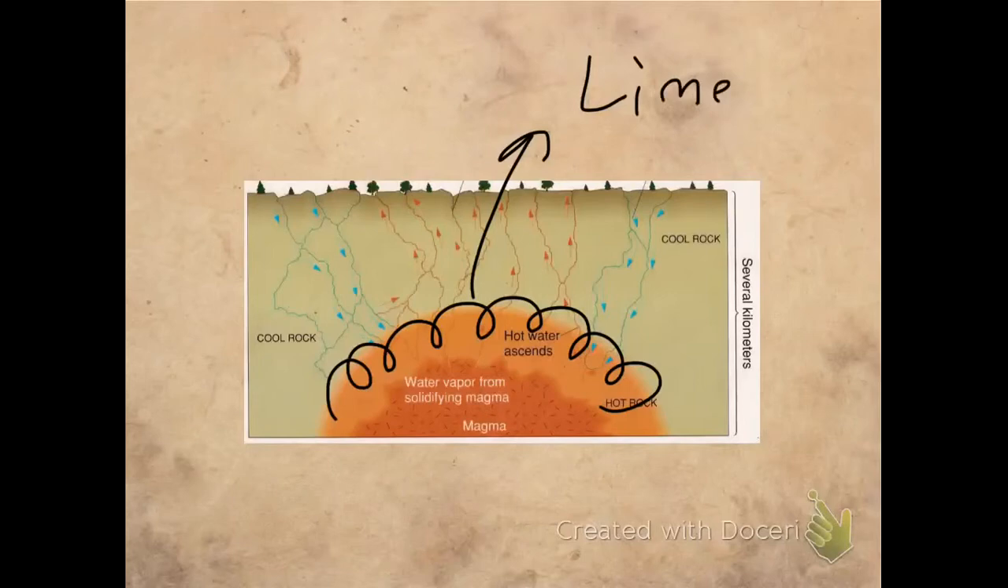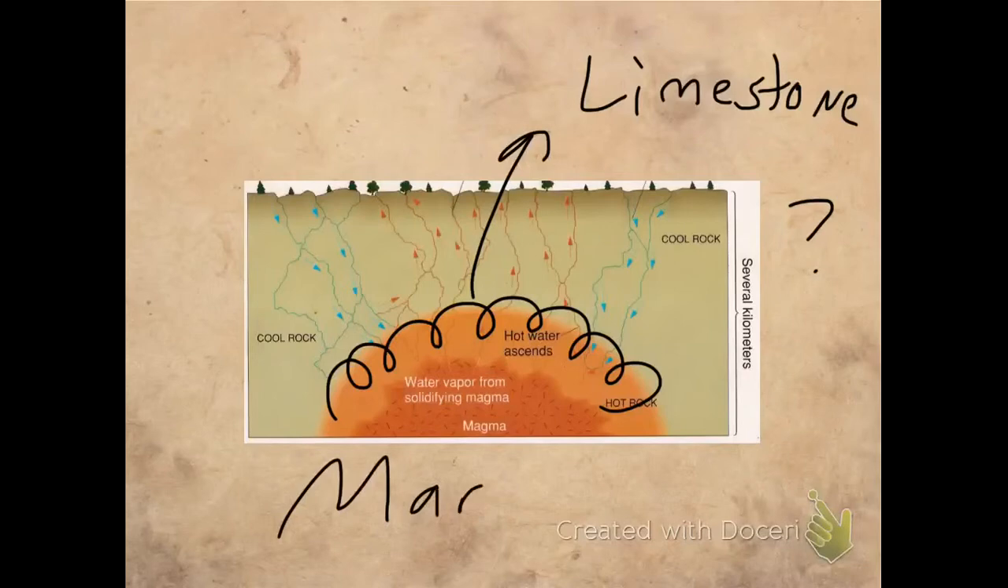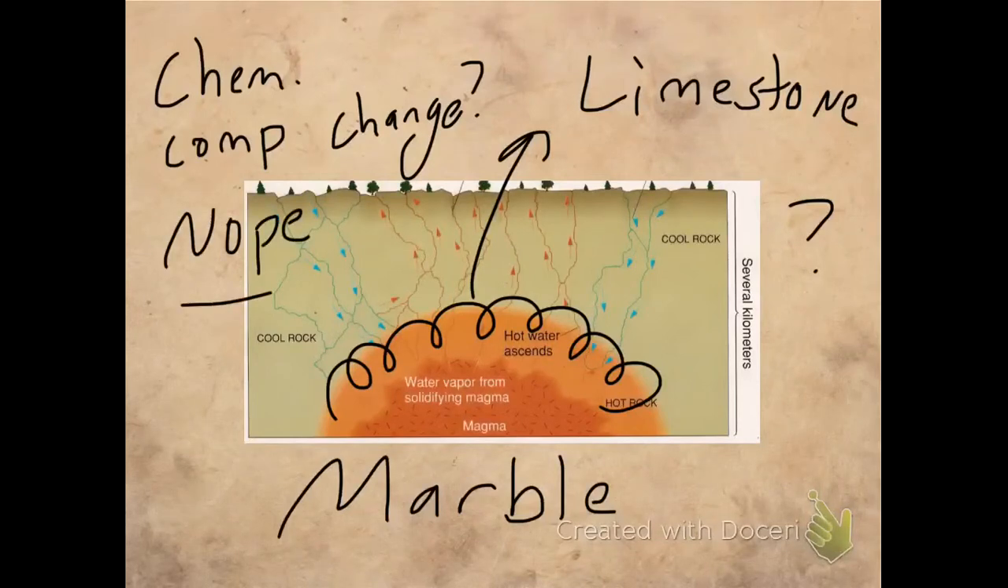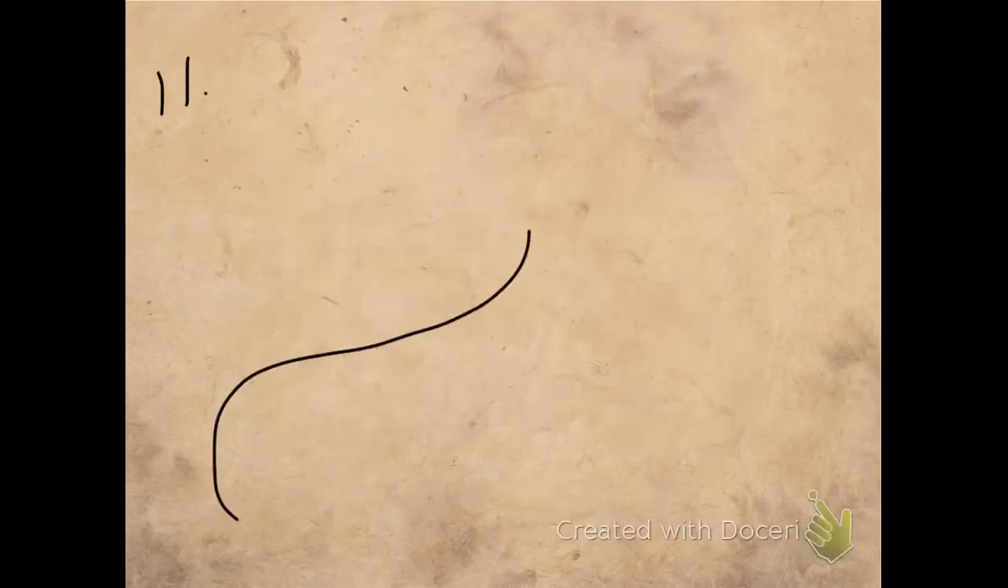And a continuation question, let's say that the cool country rock were all limestone. What metamorphic rock product are you likely to get? And that is marble, which is a non-foliated metamorphic rock. Does the chemical composition change as it goes from limestone to marble, as the limestone is cooked? And the answer is no, because limestone has a pink dot and marble will also have a pink dot.